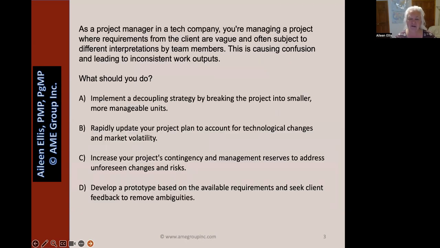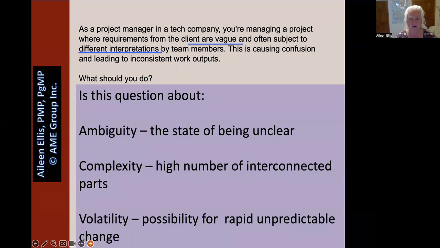Here's the first question. As the project manager in a tech company, you're managing a project where requirements from the client are vague and often subject to different interpretations by team members. This is causing confusion and leading to inconsistent work outputs. What should you do? My question to you is, is this sample question about ambiguity, complexity, or volatility?